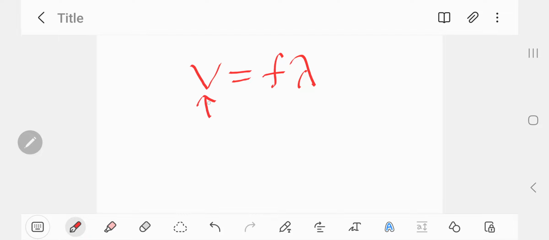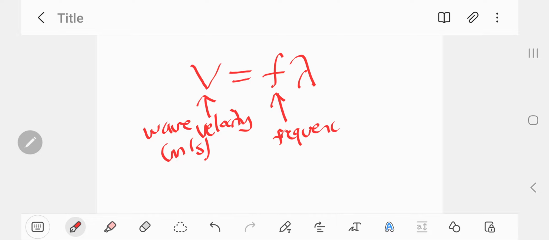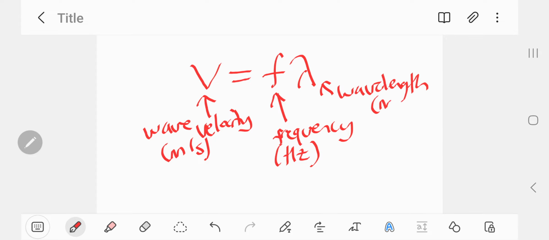V, that's the wave speed, wave velocity in this case, typically measured in meters per second. F, that's the frequency of the wave, measured in hertz. Lambda, that's the Greek letter, and that's the wavelength, measured in meters.